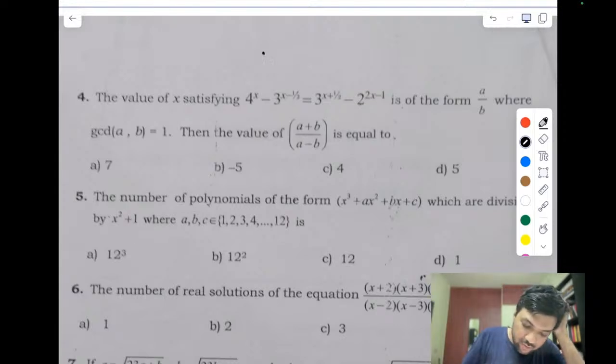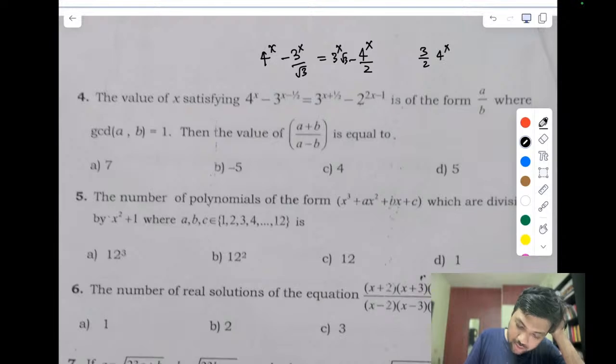This is just straightforward. 4 power x and 2 power 2x minus 1, you can also write in terms of 4 power x by 2 minus 3 power x by root 3 is equal to 3 power x into root 3 minus. So you rearrange this to get 3 by 2 4 power x minus half of 4 power x and another 4 power x. This side there is 3 power x into 1 by root 3 plus root 3, which is 1 plus 3 by root 3. It's 4 by root 3, something like this. And then I guess you simplify everything.